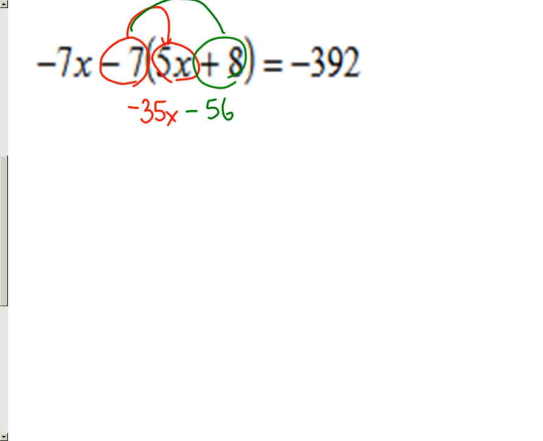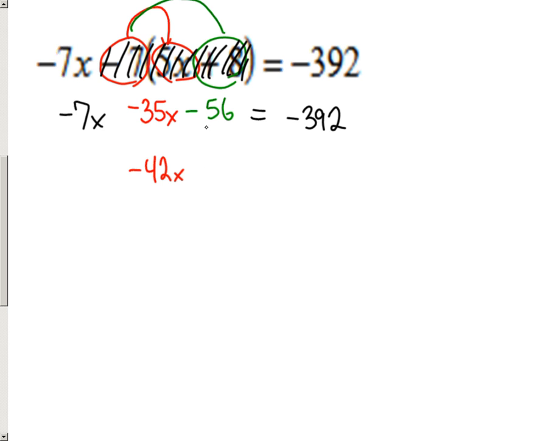Everything else that's not involved with this distribution comes straight down. So here's the negative 7x, here's the equal sign, and here's the negative 392. Now remember, after we get rid of parentheses, we need to combine like terms. This term has an x, and so does this term. Negative 7 minus 35 is negative 42x, and everything else comes straight down.